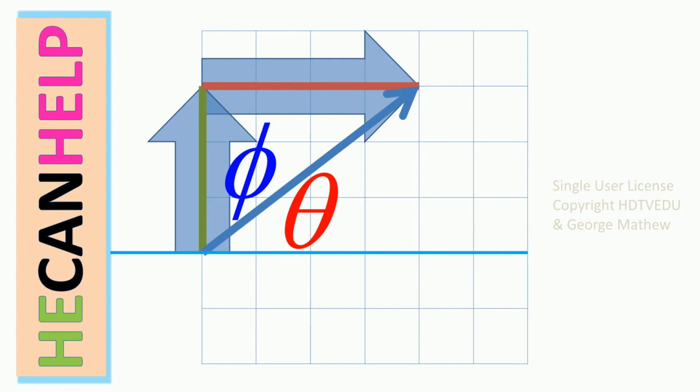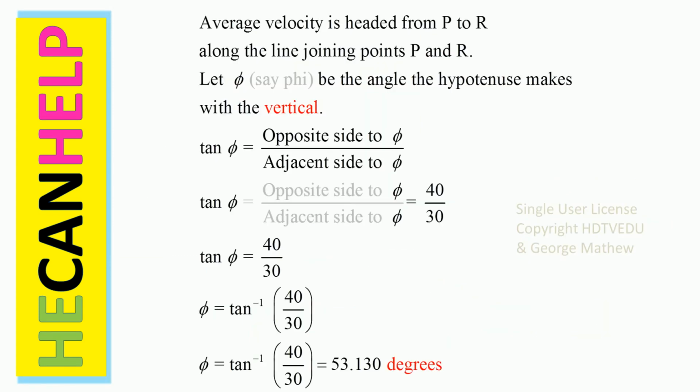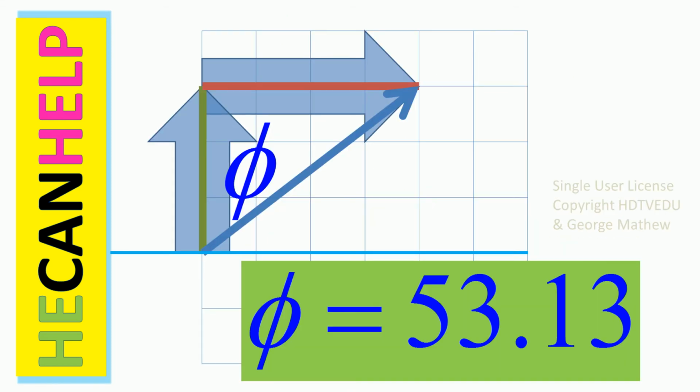Let phi be the angle with respect to the vertical. So tan phi is 40 divided by 30. So phi is tan inverse of 40 divided by 30. Let phi be the angle the hypotenuse makes with the vertical. If the angle is with respect to the vertical, tan phi is equal to the opposite side to phi divided by the adjacent side to phi. Tan phi is 40 divided by 30, so phi is equal to 53.13 degrees. So we have the angle with respect to the vertical, 53.13.